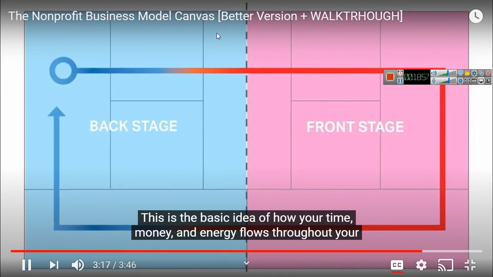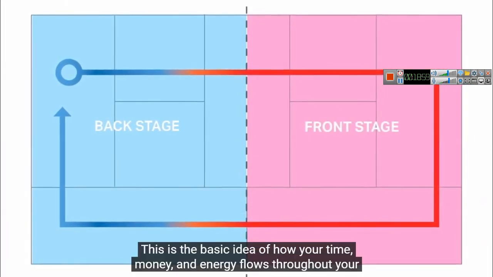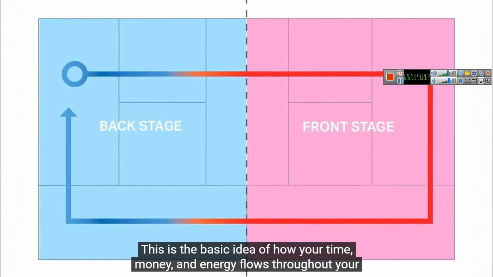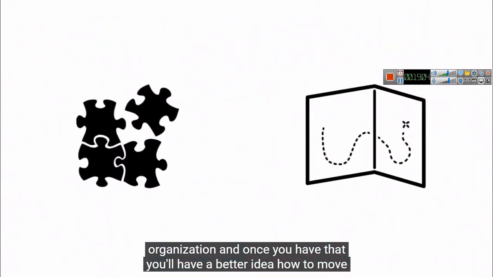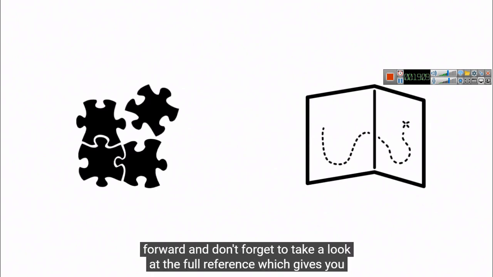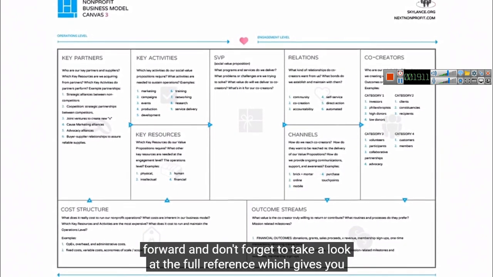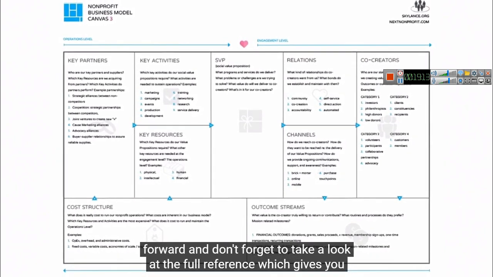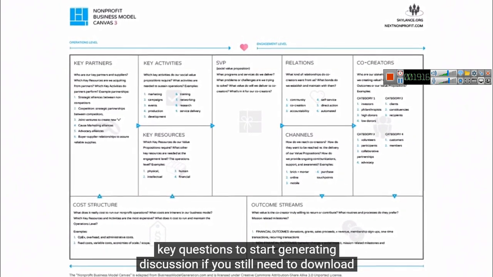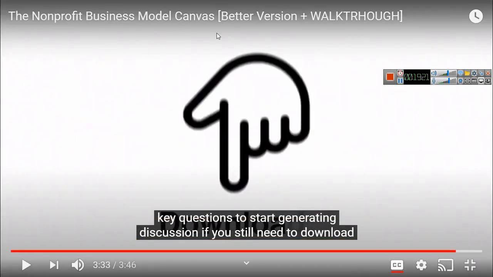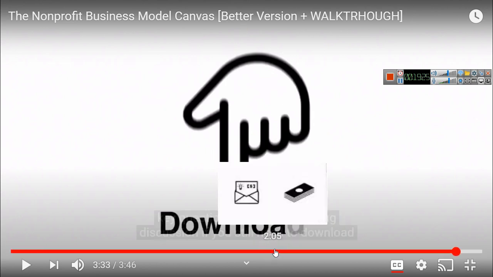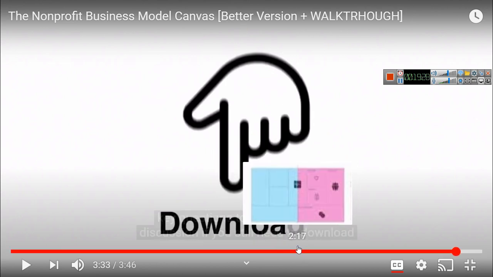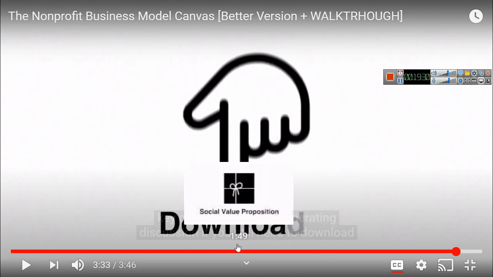This is the basic idea of how your time, money, and energy flows throughout your organization. And once you have that, you'll have a better idea of how to move forward. And don't forget to take a look at the full reference, which gives you key questions to start generating discussion. Right, and we can download it. Well, maybe we'll have a look, but let's just get back to our SVP.